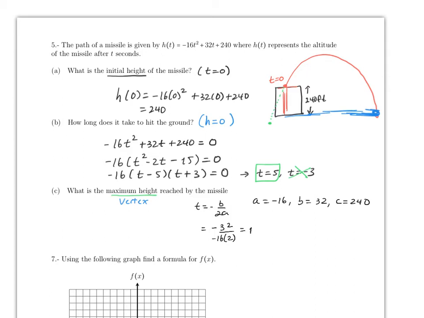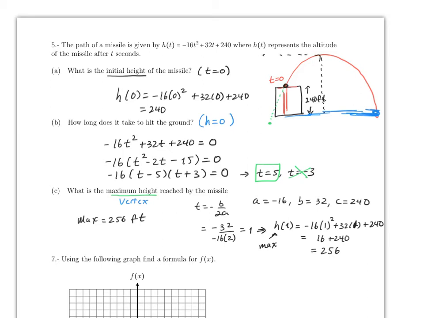And then you need to find h(1). This is going to give you the maximum height, because this is the y coordinate. So it will be minus 16 times 1 squared plus 32 times 1 plus 240, which is minus 16 plus 32 plus 240, which is 256. So therefore the maximum height is going to be 256 feet, which makes sense if you start at 240.